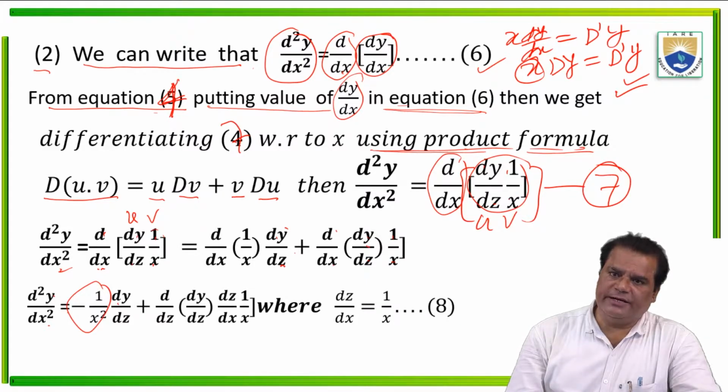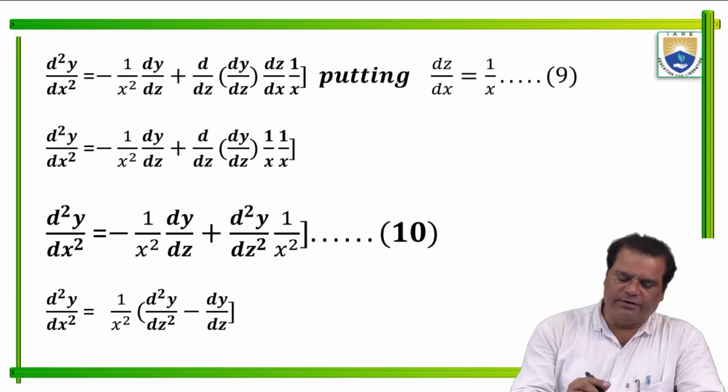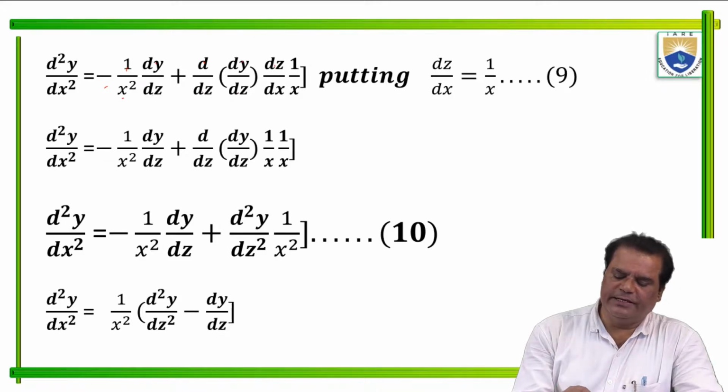Now inside the bracket, this is a function of z, but we want to differentiate with respect to x. So x is changed here. So we multiply and divide by dz, interchanging: d/dz of dy/dz, dz/dx into 1/x². And dz/dx is 1/x. So this equation converts into minus 1/x² dy/dz plus d/dz of dy/dz times dz/dx, and dz/dx is 1/x. So 1/x into 1/x is 1/x².